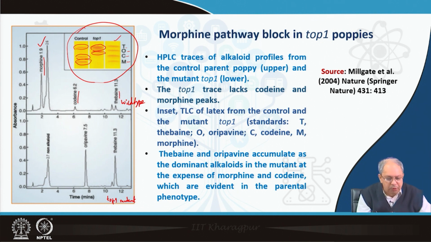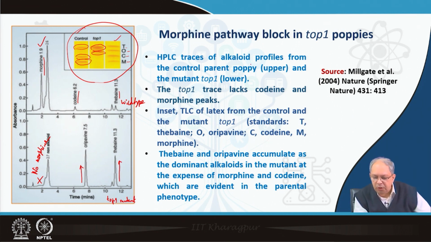Whereas in the top 1 mutant, you do not find any morphine. So, no morphine. Instead, what do you find? You find a higher level of oripavine and a higher level of thebaine. Okay. So, that is what is shown in the HPLC traces of alkaloid profiles.